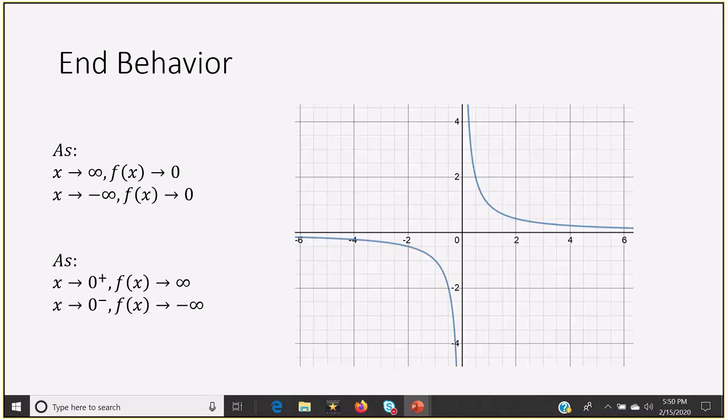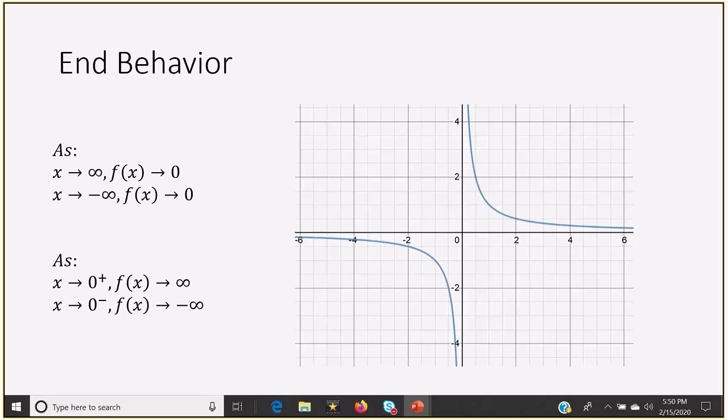As x approaches 0 plus, that means I'm approaching 0 from the positive side of my graph. The positive side is the right side, so I'm moving to the left up to that value, and as I get close to that value from the right side, boom, it shoots up to infinity. Similarly, as x approaches 0 negative, that means I'm coming from the left side. As I approach from the left side, my graph shoots all the way down towards negative infinity. So those are the 2 ways we talk about end behavior: the endpoints towards the left side and the right side, and the endpoints when we get close to a value and something weird happens at that value.